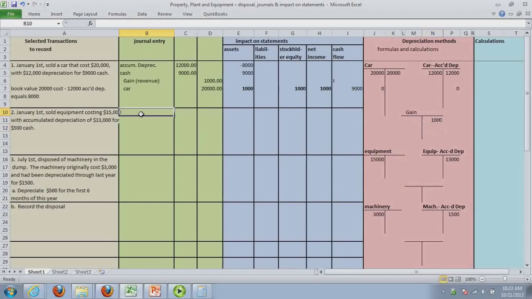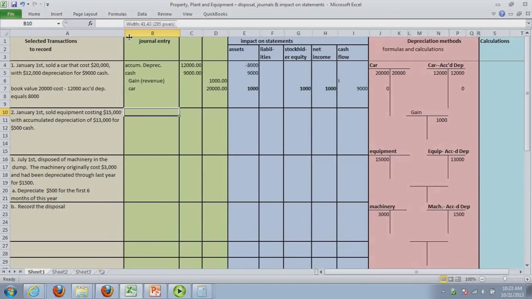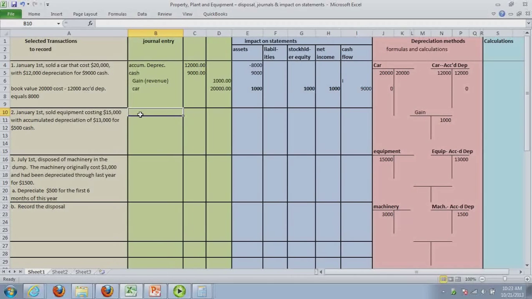Okay, so next event is we sold equipment. And the equipment cost us $15,000. So again, the equipment's got the historical cost. Accumulated depreciation to date is 13. We're going to assume that it's fully up to date with depreciation. So the book value is simply, again, the cost, 15, less the accumulated depreciation of 13. So it's been depreciated for a long time. And your book value then should be $2,000, right?